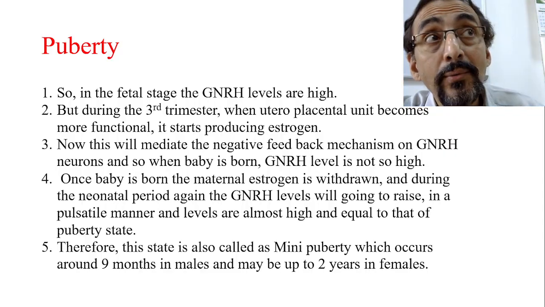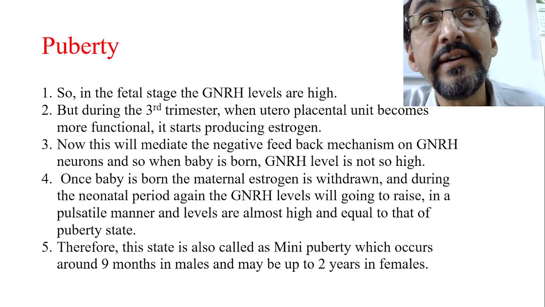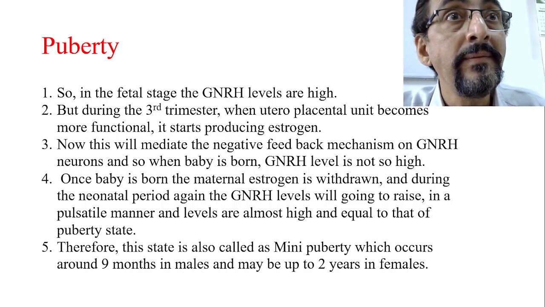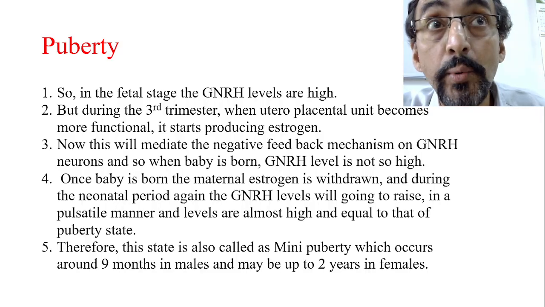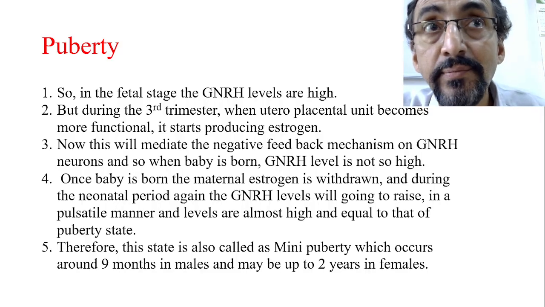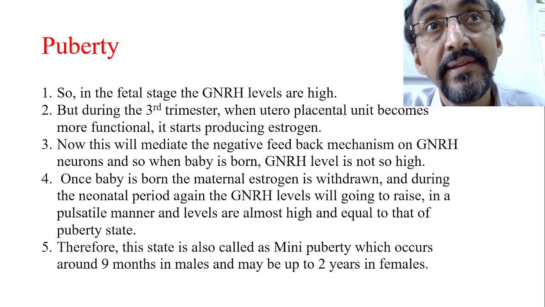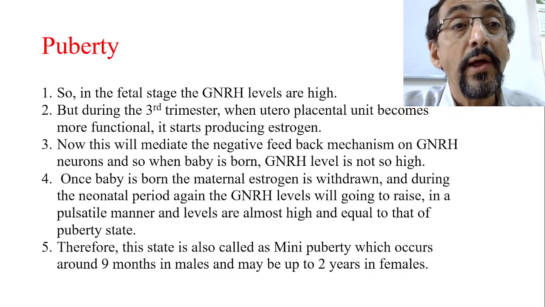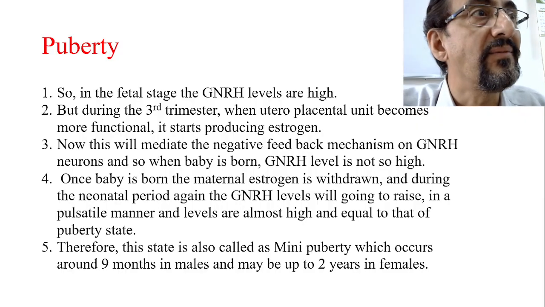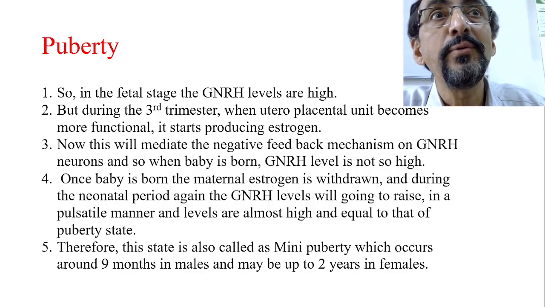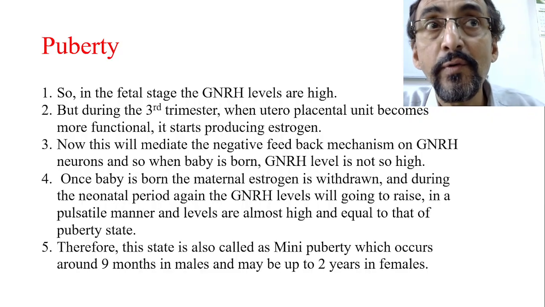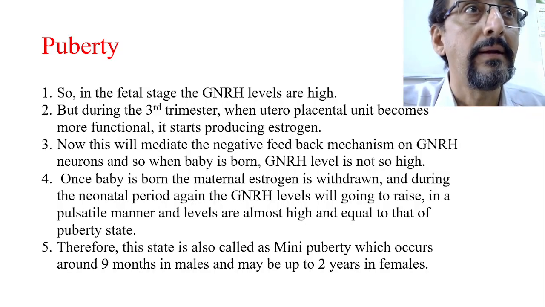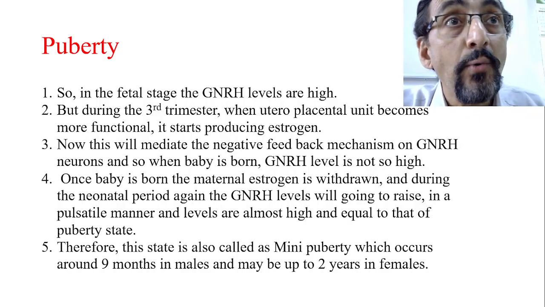So now the scenario is going to change. In the third trimester, the estrogen, which is basically produced from the ovary, is presently produced from the placenta. This estrogen is there in the blood, coming from the placenta. So now this will mediate the negative feedback mechanism. So far the feedback was not reaching the CNS because of various problems, but now what happens?